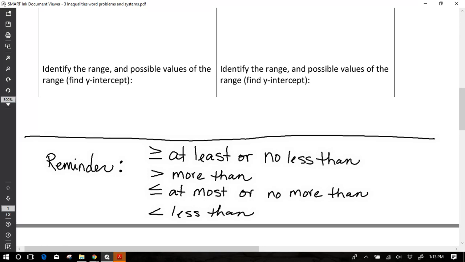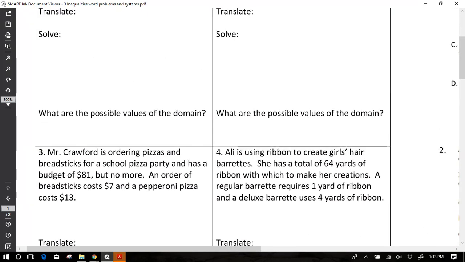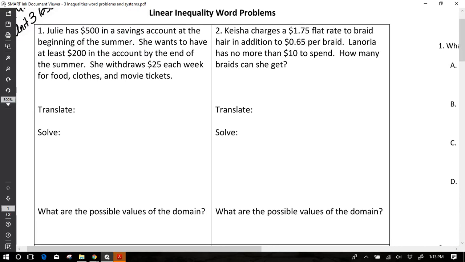And then what we're going to very quickly work through today are just 7 examples. So let's start with number 1. Julie has $500 in a savings account at the beginning of the summer. So that will be her B. She wants to have at least, if you refer to the bottom of your paper, that would be greater than or equal to $200. And that's going to be the total.